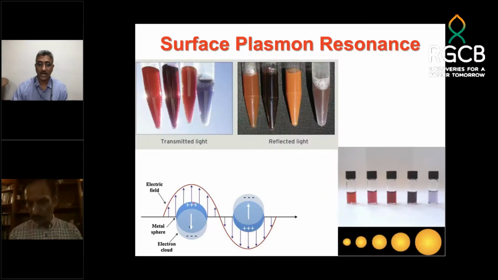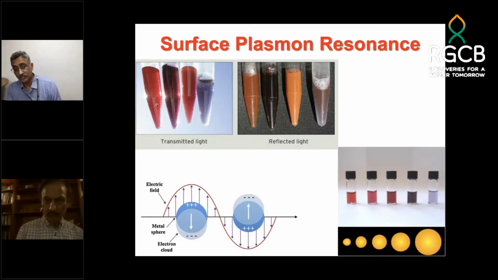If the frequency matches, it will get absorbed. If it is faster, it gets transmitted. If it is slower, it gets reflected. That is the reason the same liquid with gold nanoparticles looks different. This is the bigger gold nanoparticle. This wine red, which is commonly seen in gold, is the small nanoparticle. In transmission it looks wine red, whereas in reflection it looks brownish. Similarly here, the colorations are different because of resonance. So you can look at the particle and tell whether it is a bigger or smaller nanoparticle.